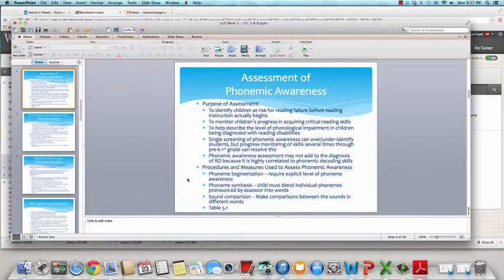Now, the book also points to Table 5. Table 5 gives a list of measures of phonological and phonemic awareness. It tells you the grade range, the skills tested, most common use, individual versus group, and criterion or norm referenced. Ones that you'll see in schools, you see a lot with DIBELS, the Dynamic Indicators of Basic Early Literacy Skills.